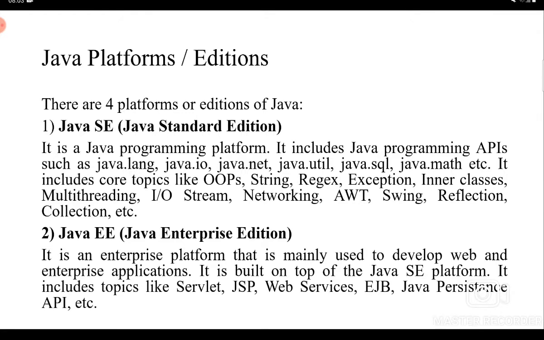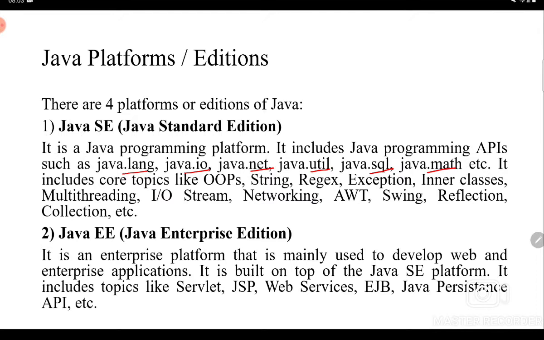Now there are 4 different platforms or editions of Java. Since we are talking about Java as a platform, we also have to categorize this particular platform. First of all, we have the Standard Edition, and this Standard Edition of the platform consists of various APIs like java.lang, java.io, java.net, java.util, java.sql, java.math, etc.